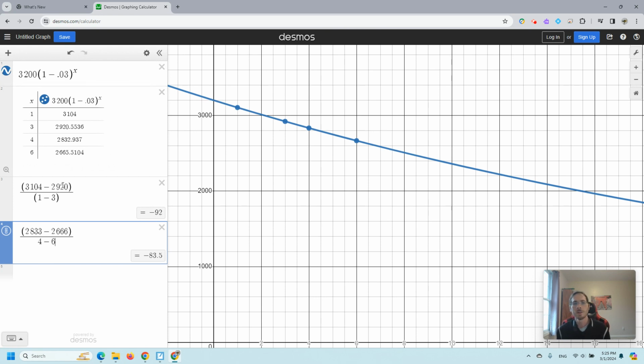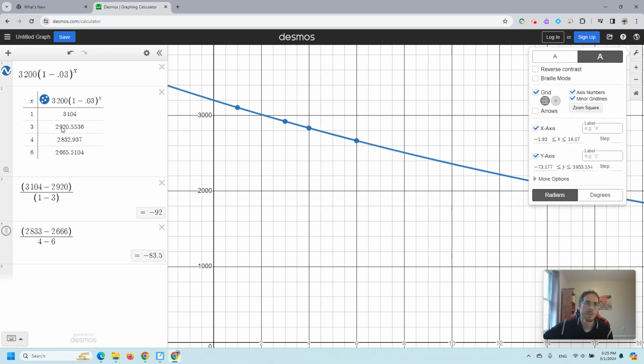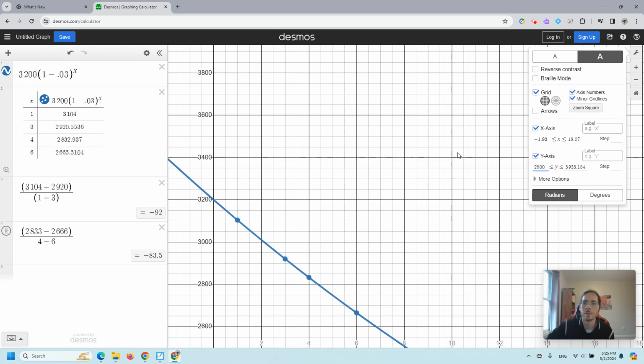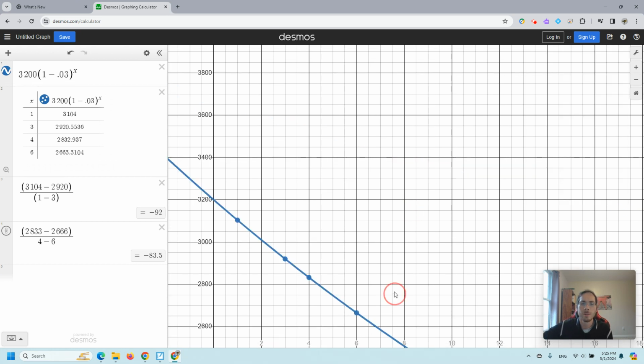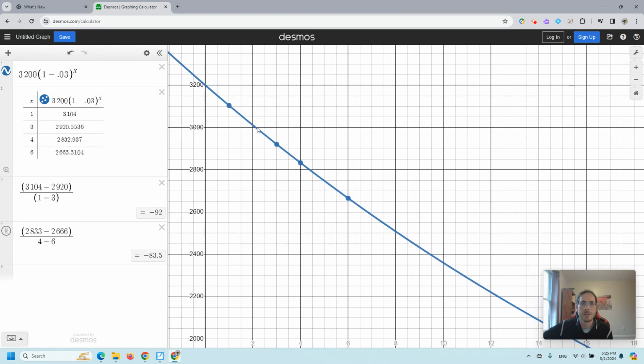So again, even though it looks about the same, that's just because my scale is a bit off. If I fix my scale, if I get really close to these numbers, and I don't go down to negative 73, I go to 2,500. Now all of a sudden it's a little bit more pronounced. We can see this is a little bit less steep than this one. So it turns out our rate is increasing at a faster rate.